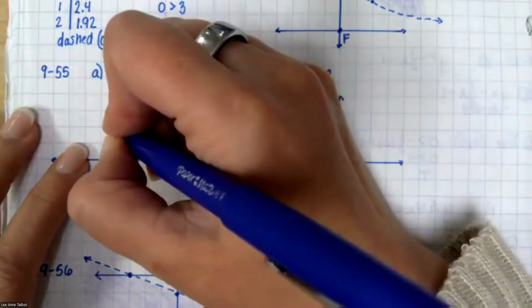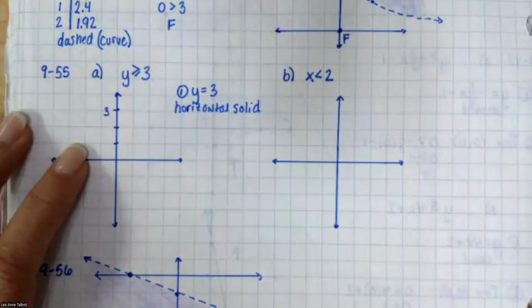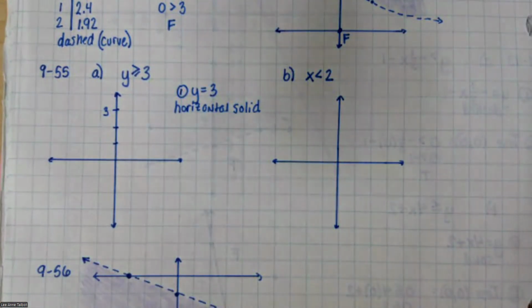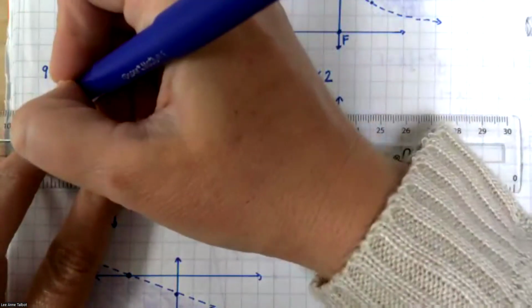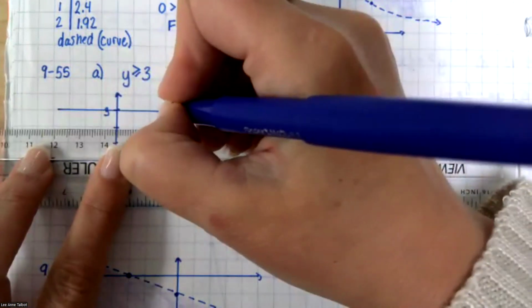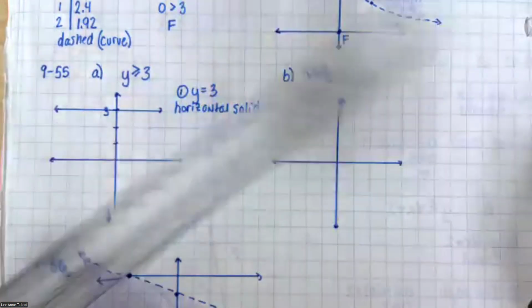Okay, we haven't done it in a while. So go to 3 on the y. Been a really long time. And then make your horizontal solid line.